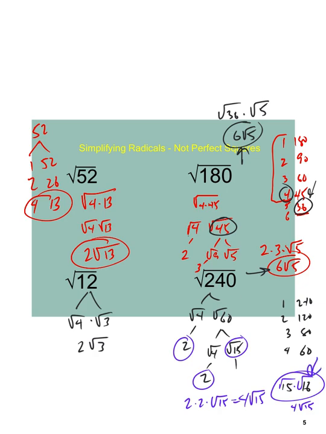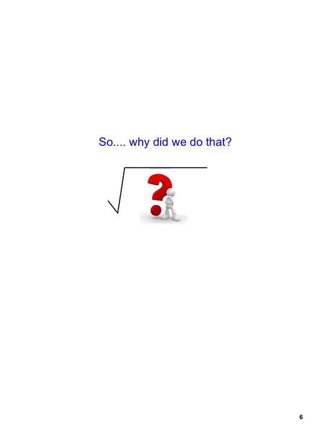If you happen to go with the 4, you just have to make sure you keep checking whenever you have another bigger value that may have another perfect square under it, that you do end up catching that. So why did we do that is the question.